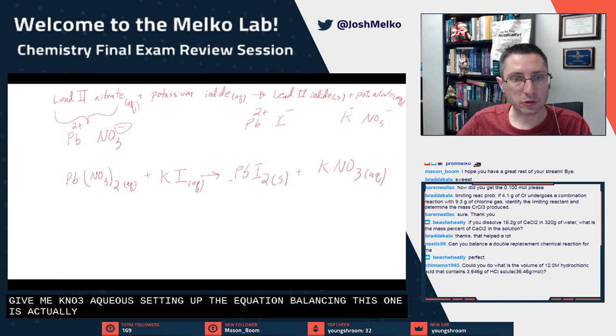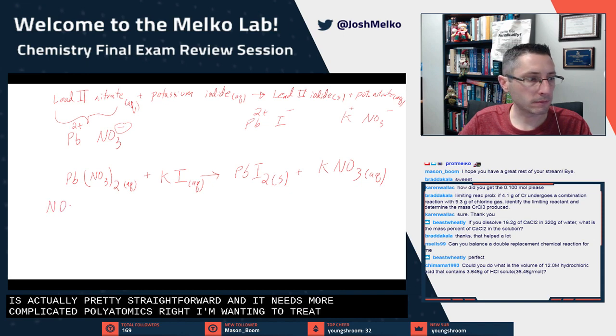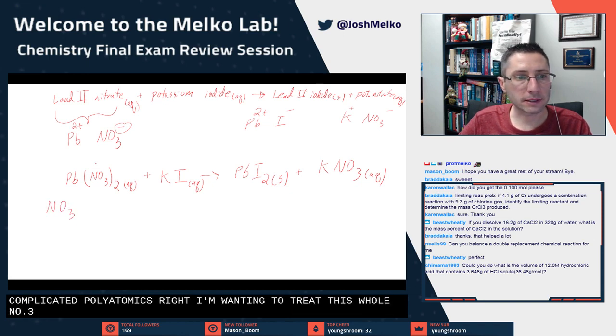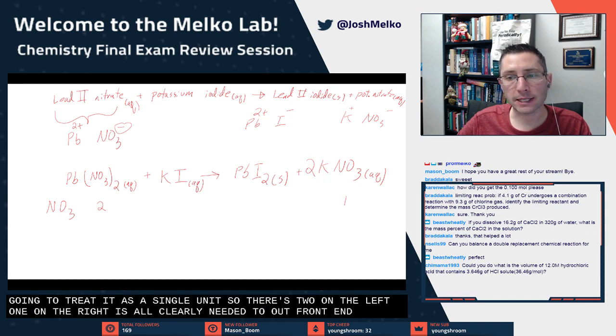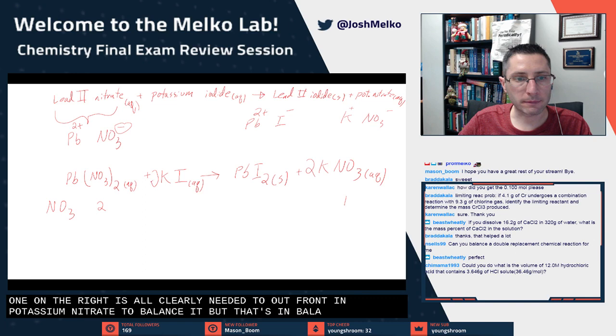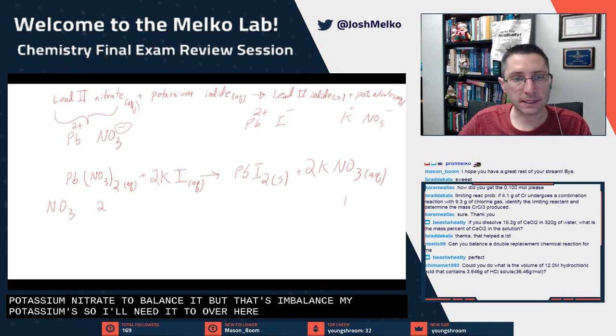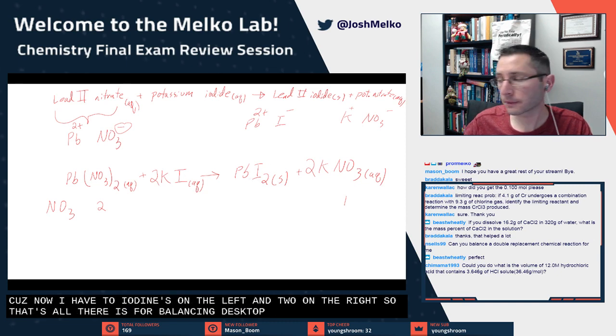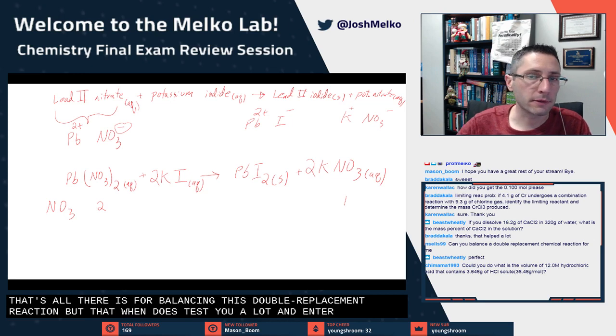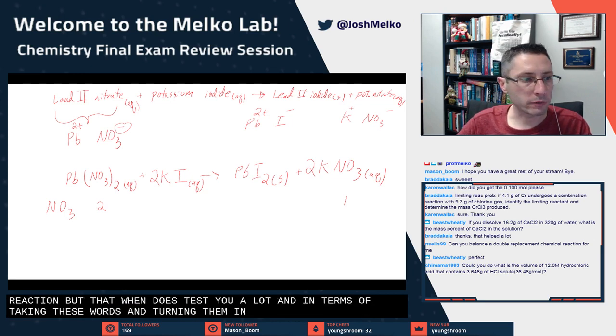Balancing this one is actually pretty straightforward. And in these more complicated polyatomics, since NO3 appears on the left and right as an NO3, I'm going to treat it as a single unit. So there's 2 on the left, 1 on the right. I'll clearly need a 2 out front of potassium nitrate to balance it. So that's imbalanced my potassiums, so I'll need a 2 over here. And that's convenient because now I have 2 iodines on the left and 2 on the right. So that's all there is for balancing this double replacement reaction. But that one does test you a lot in terms of taking these words and turning them into formulae.